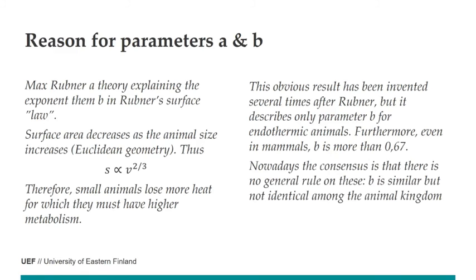And nowadays, the consensus is that there is actually no general rule. B is about similar, but even when we compare these values between mammals and the dinosaurs, meaning the birds, they have different A and B. So it's not identical among the animal kingdom. They seem to work in the same direction, but they are not the same.